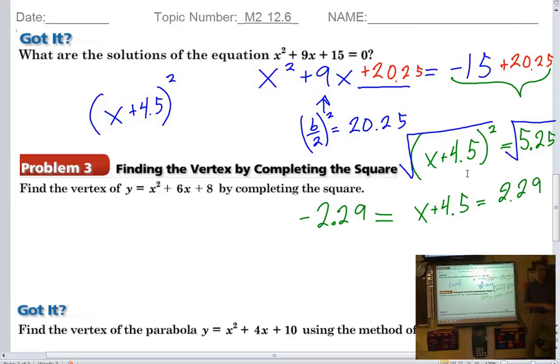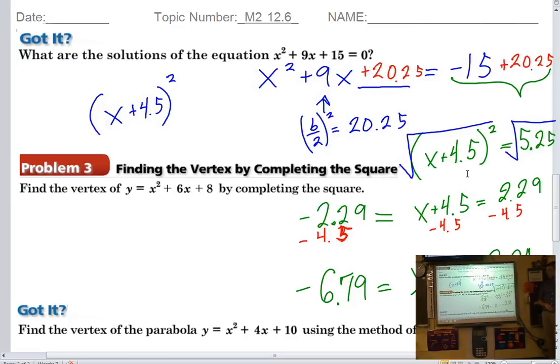What do I need to do to isolate the x? Subtract 4.5 everywhere. All 3 sides. Yeah, they used to say all 3 sides and annoy. Sorry, all 3 halves of the equation. So now x, if you went the negative direction, will equal negative 6.79. And if we went the positive direction, x would equal, still a negative, 2.21.